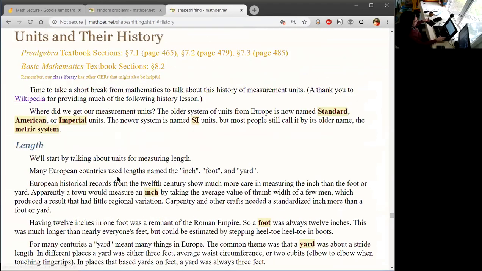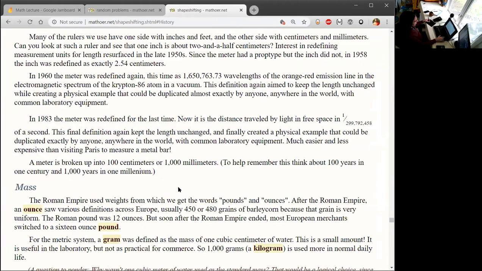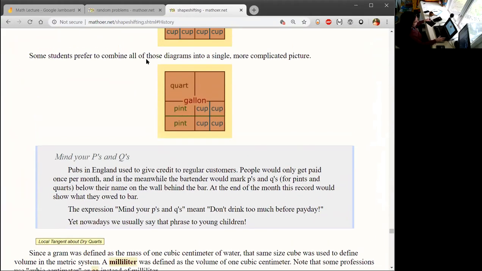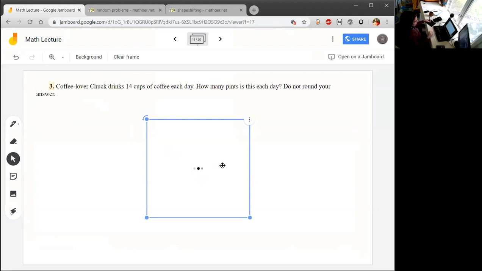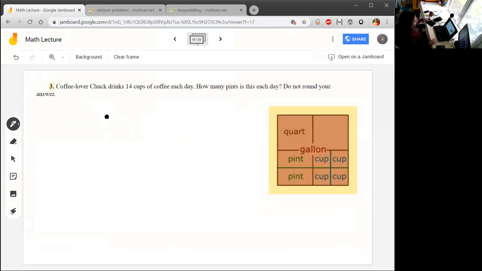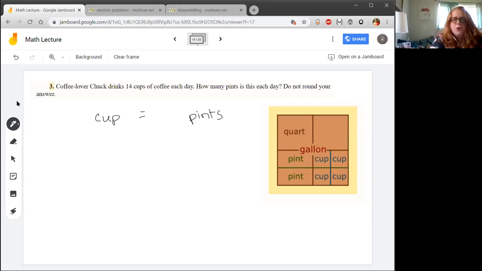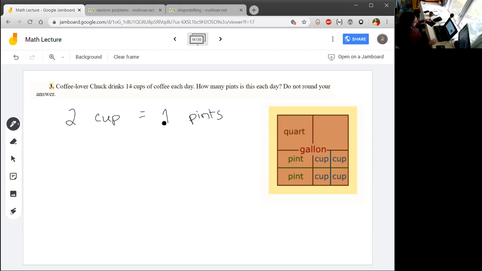That nice picture again. Okay, so if I have 1 cup, that's how many pints? Or maybe the other way around. Maybe I have 1 pint and that's how many cups. There's 2 cups per pint. 2 cups in 1 pint. Everyone see that in the picture? 2 cups is 1 pint.